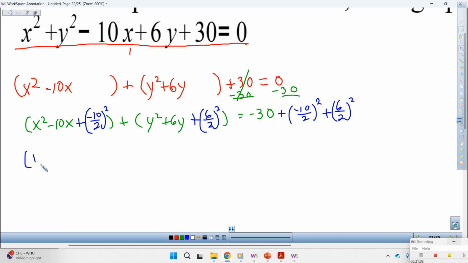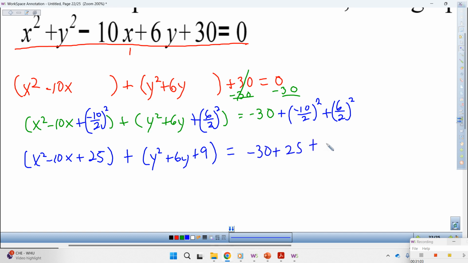All right, so that brings us to here. We got x squared minus 10x plus, what is negative 10 divided by 2? Negative 5 squared, 25, plus y squared plus 6y plus, 6 divided by 2 is 3, 3 squared is 9, and all that equal to negative 30 plus 25 plus 9. How are we doing? Can we simplify the right side? Yeah, what is 9 plus 25? 34 minus 30? 4.